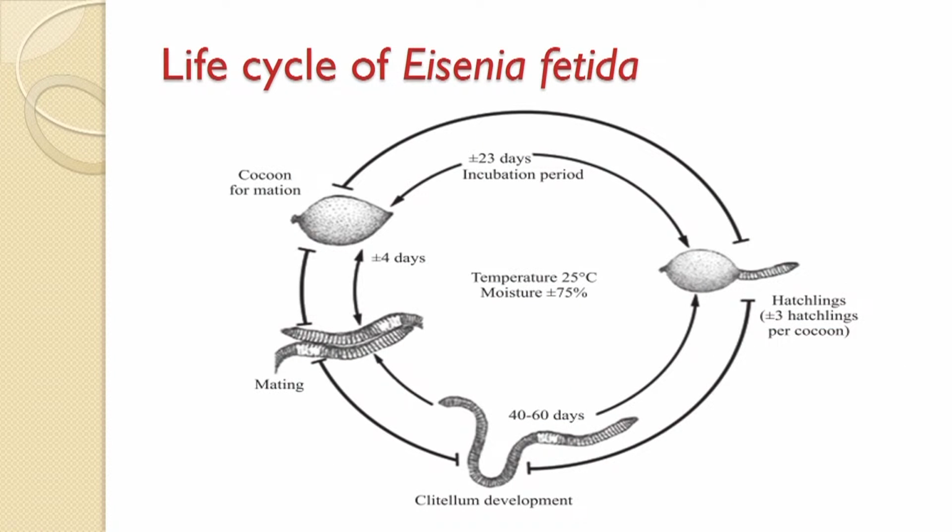within 23 days. In this image you can see the life cycle of Eisenia foetida. For successful completion of the life cycle, the Eisenia foetida earthworm requires a temperature around 25 degrees centigrade and a moisture content within the soil of 75%. Here, 23 days are required for the incubation period of the cocoon for maturation and hatching. After that, within 40 to 60 days the hatchling develops a clitellum, and after that there is mating, and the process is repeated.